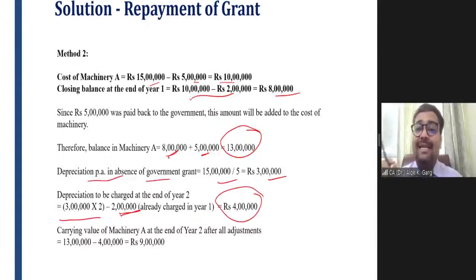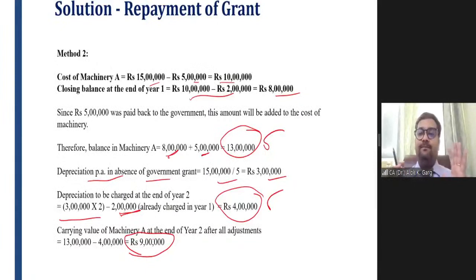So what is the net carrying value impact after all the adjustment? This 13 lakh minus 4 lakh, 9 lakh rupees, is the carrying value of the machinery at the end of the second year after all the adjustment. Okay. So we have done the similar case study in our Excel file in detail.